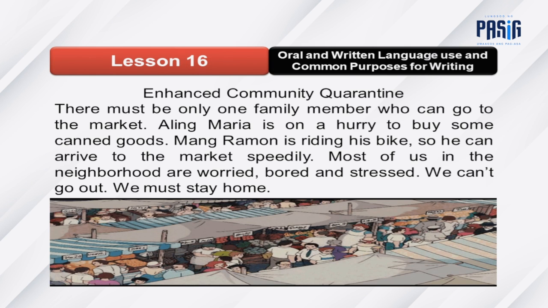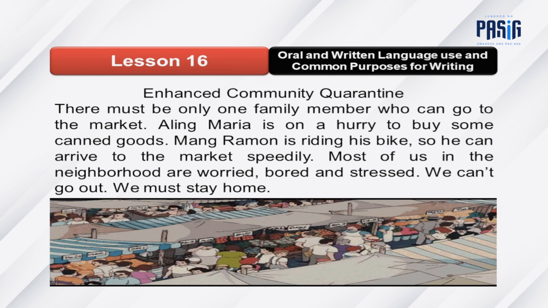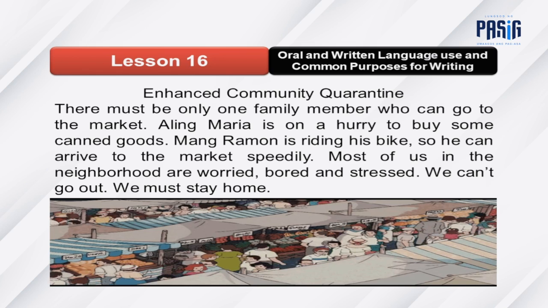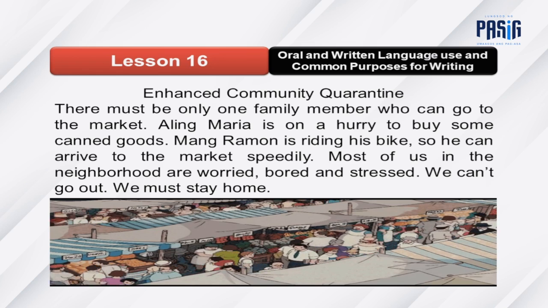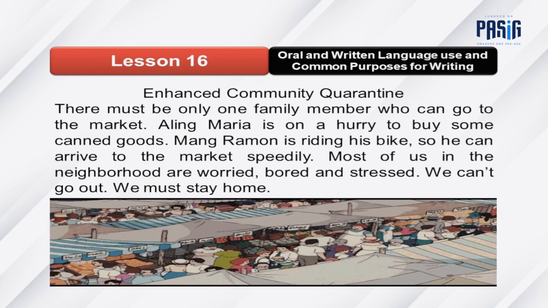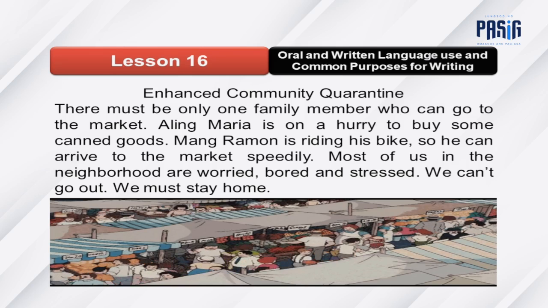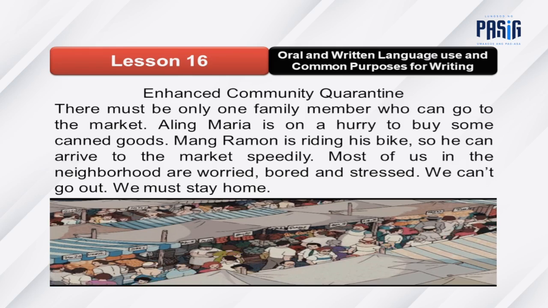Enhanced community quarantine. There must be only one family member who can go to the market. Aling Maria is in a hurry to buy some canned goods. Mang Ramon is riding his bike, so he can arrive to the market speedily. Most of us in the neighborhood are worried, bored, and stressed. We can't go out. We must stay home.